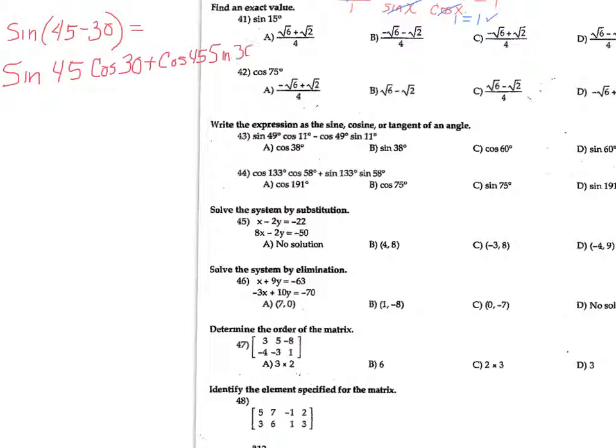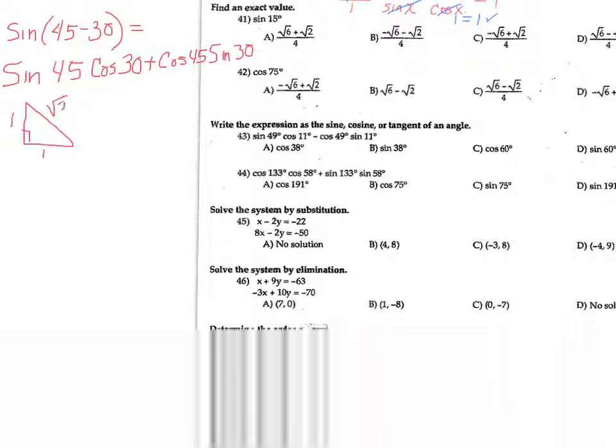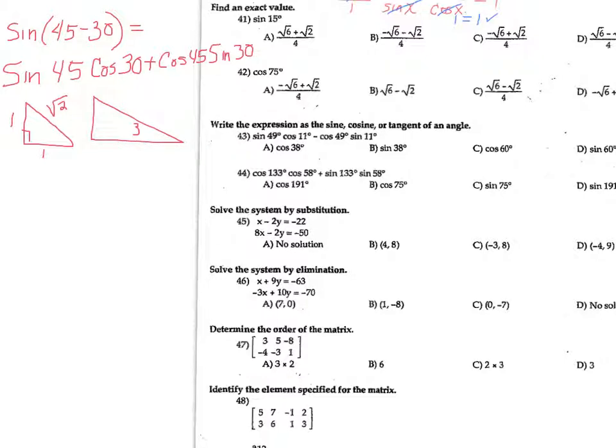Okay, and if you don't remember the 45-45-90 triangles and the 30-60-90 triangles, then draw a triangle. I'm going to draw that for those who don't remember. For the 45-45-90 it's 1, 1, square root of 2. For the 30-60-90, it would be 1, 2, and this is the square root of 3.